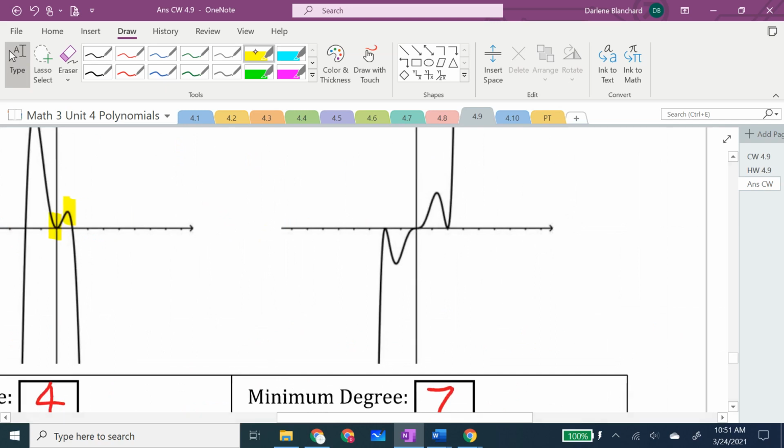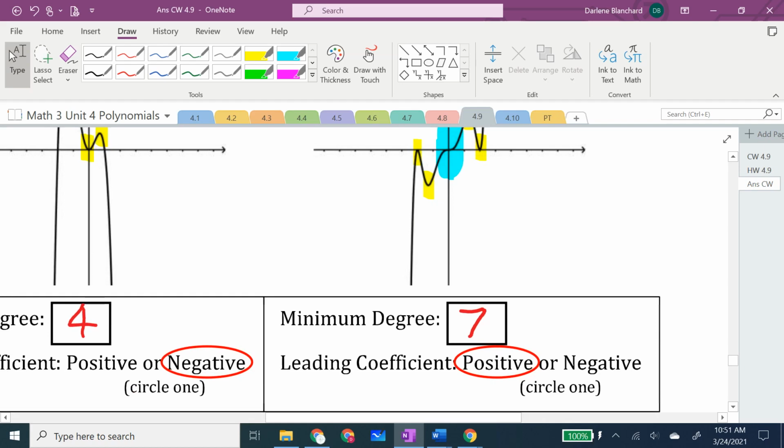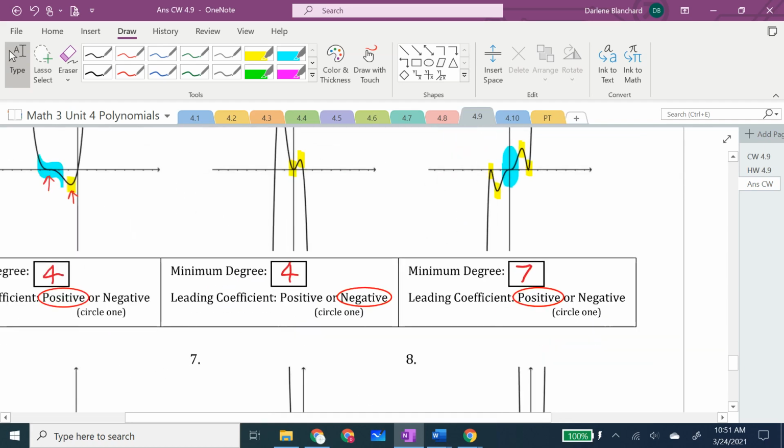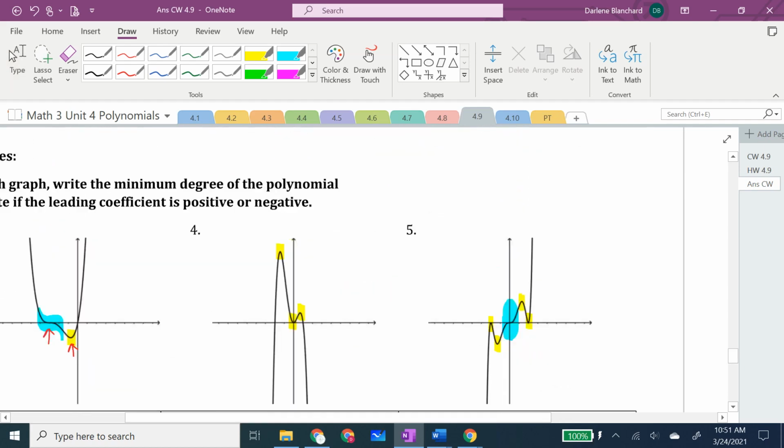This one has a relative maximum, a relative minimum, a relative maximum, a relative minimum, and then a wiggling. And that wiggle counts for 1 maximum and 1 minimum. So that's 2, 4, and then 6. Go up 1, that's your minimum degree. So that's the rule in dealing with these.